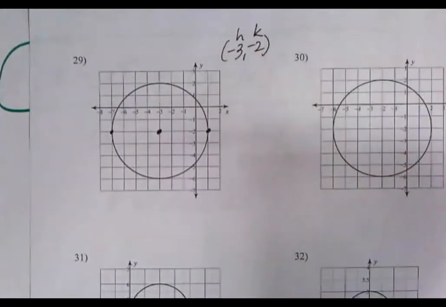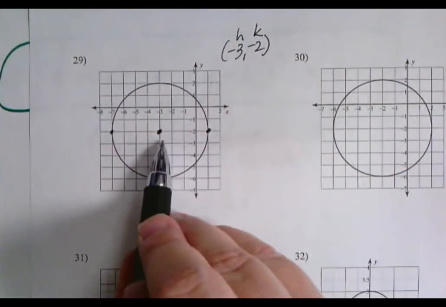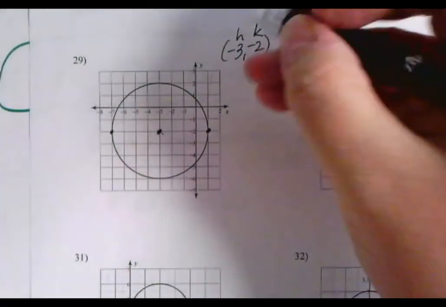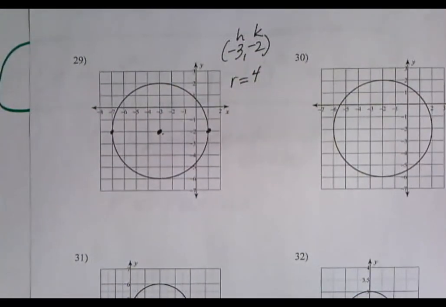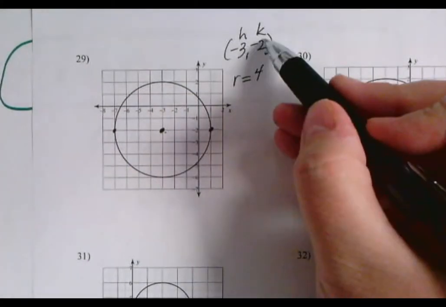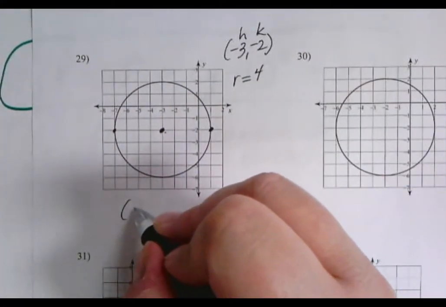That's my h and my k. And we also just said the radius was 1, 2, 3, 4. Remember, when you're counting distance on a grid, you're counting the spaces, not the lines. So once I know the center and the radius, I can just plug in.